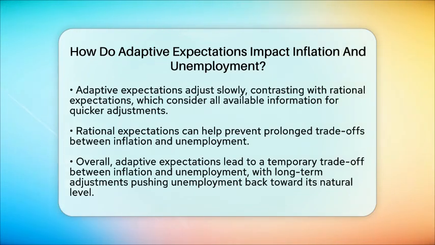To sum it up, adaptive expectations cause inflation expectations to adjust slowly based on what has happened in the past. This influences how wages are set and affects production costs. The dynamic creates a temporary trade-off between inflation and unemployment, as shown by the Phillips curve. However, over time, rising inflation expectations lead to higher wages and costs, pushing unemployment back toward its natural level.